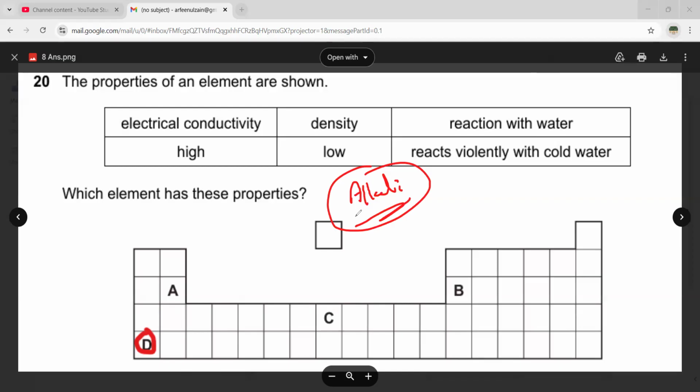Why not A? Because group 2 elements do not have low density. They have high densities, like calcium, magnesium, strontium, barium. The characteristic that group 1 specifically has is low density compared to any other metals in the periodic table. So this characteristic indicates that this should be an alkali metal.